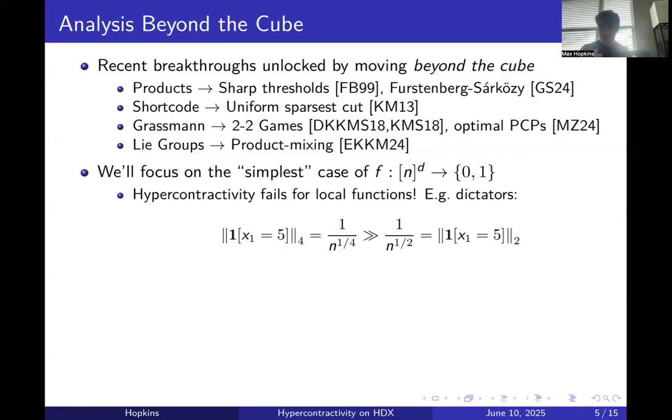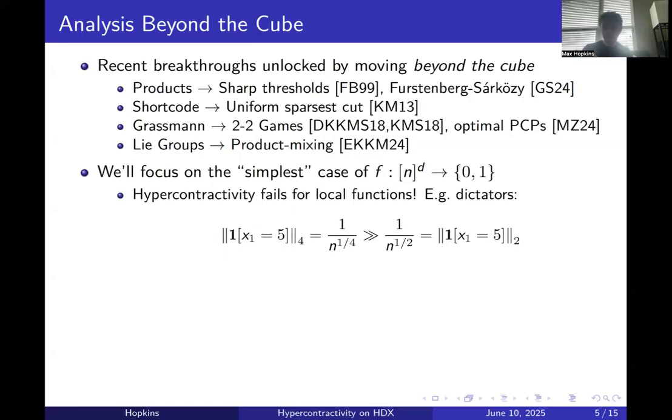You can just directly compute, for instance, for the indicator function of the first coordinate being 5, it has 4-norm 1 over n to the 1/4, which is much larger than 1 over square root n, which is its 2 norm. Right? So this is not hypercontractive behavior.